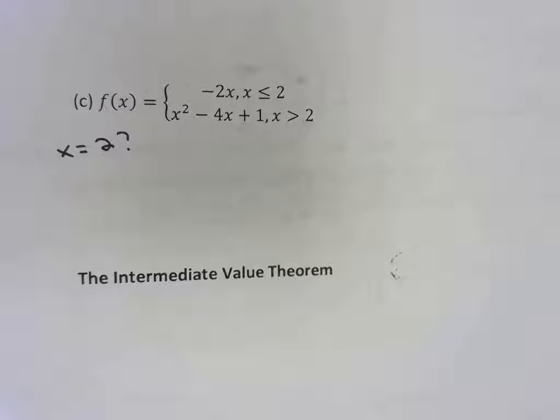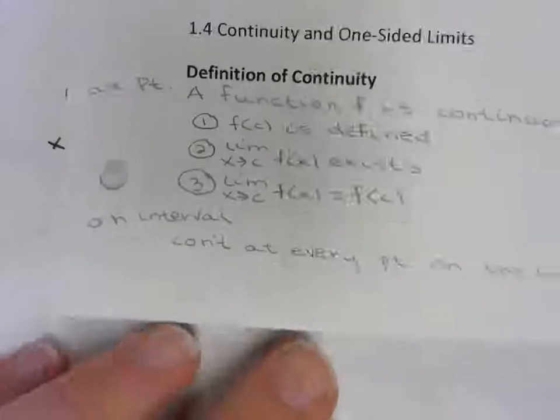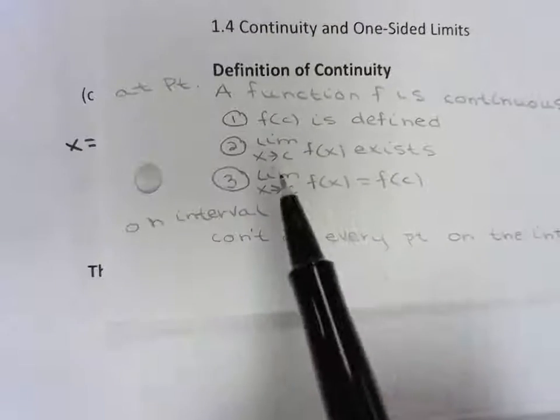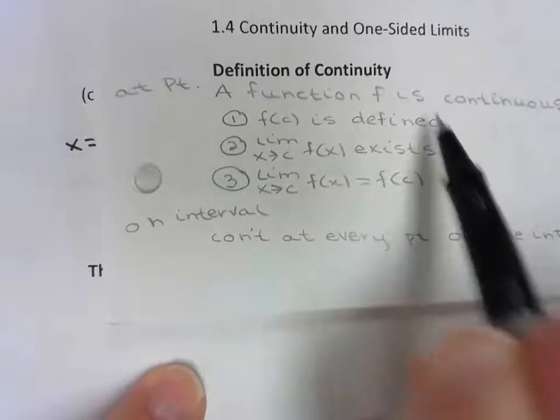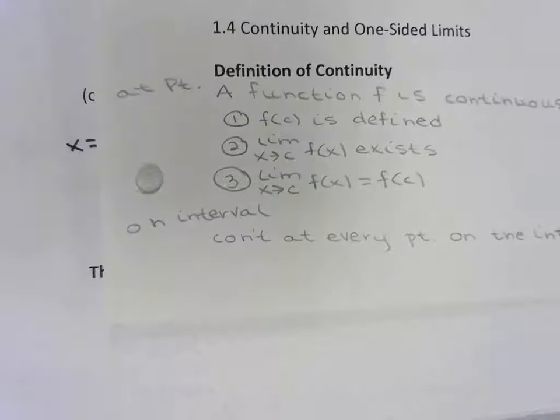So what we want to check is continuity at a point. We have 3 things we need to check for. I want to check the continuity at a point. This is what we're doing: these 3 steps to see, is this function continuous at the point x equals 2? So we're checking continuity at a point.